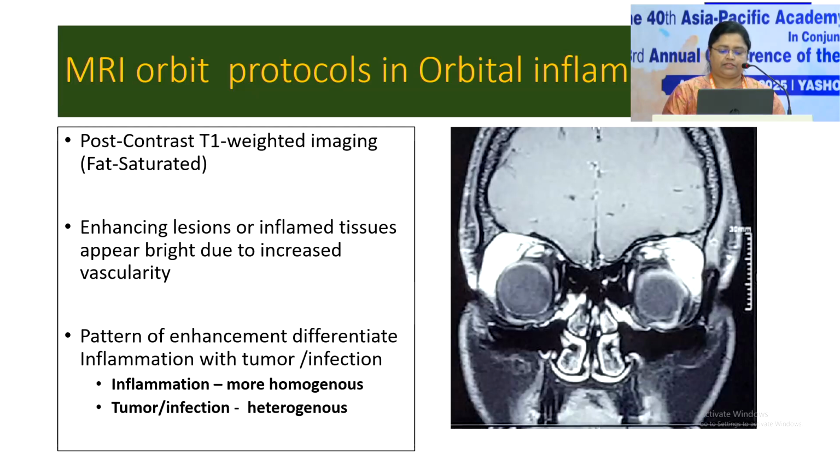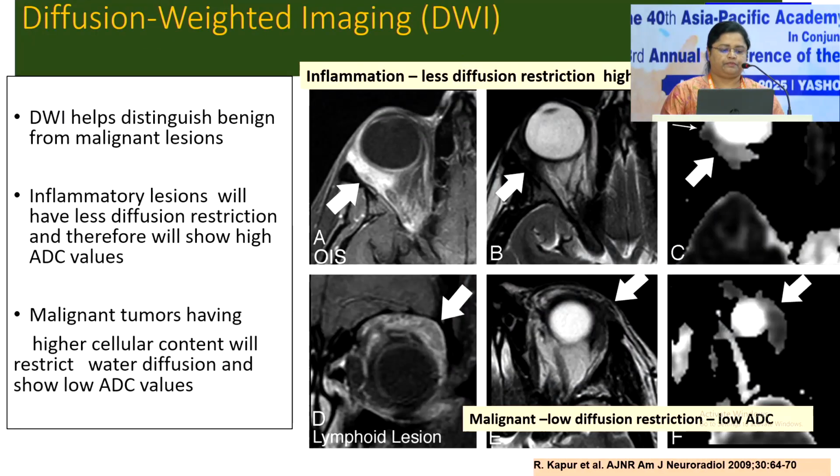When there is fat saturation, the enhancing lesion or inflamed tissue appears bright due to increased vascularity. So the pattern of enhancement differentiates between the inflammation and tumor. When there is inflammation, it is more homogeneous. When there is tumor or infection, it usually shows heterogeneous enhancement.